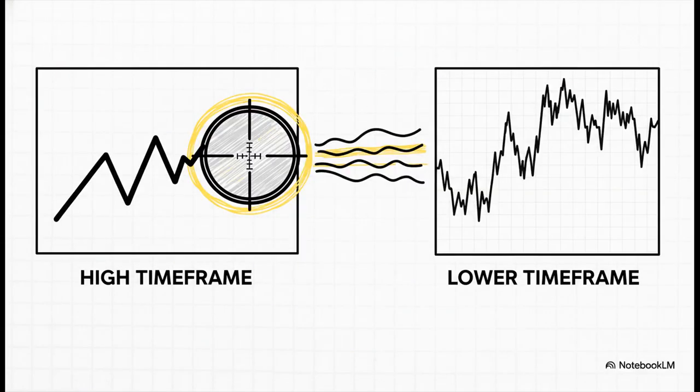And to do that, we use the sniper scope. What that means is we switch from our high time frame chart, our daily or weekly, and we zoom way down to a lower time frame, like the 1 hour. We're zooming right in on our point of interest to find that perfect moment to pull the trigger.